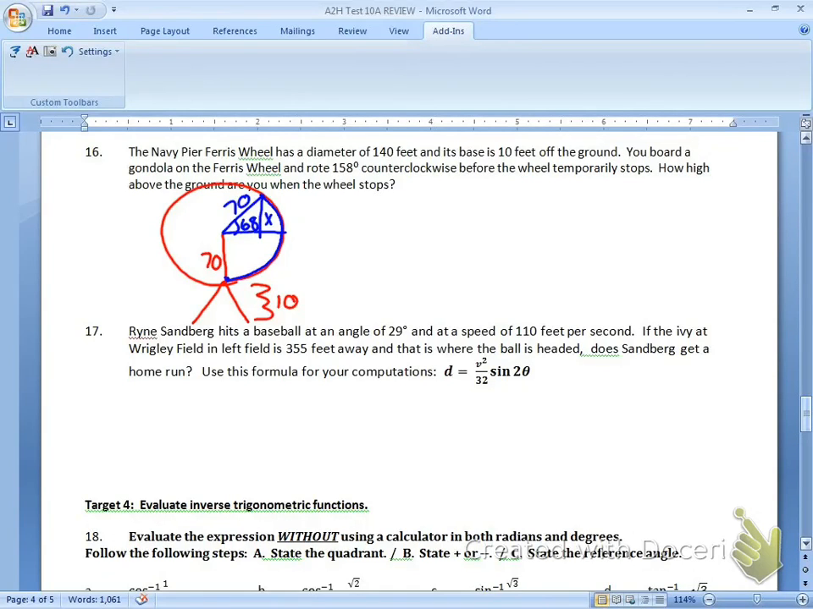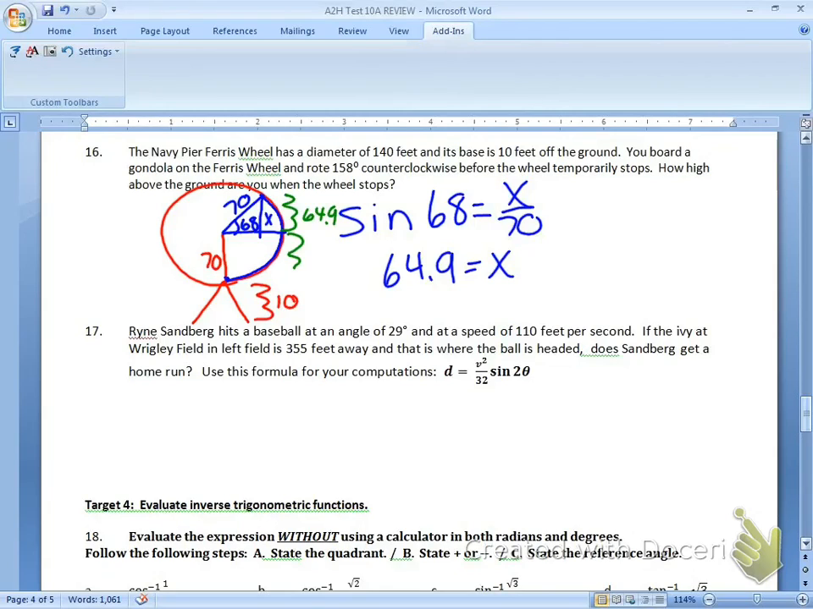So again, we're going to use a trig function. We're going to use sine again. So the sine of 68 equals x over 70. We're going to multiply that out, and we're going to get x to be 64.9. But it's asking for the total height that we are above the ground. So this is 64.9. This is 70 because it's the radius of the Ferris wheel, and we've gone that far up. And then we got the 10 on the base there. So we're going to add them all together, and we get 145 feet. So that is how far we are off the ground.